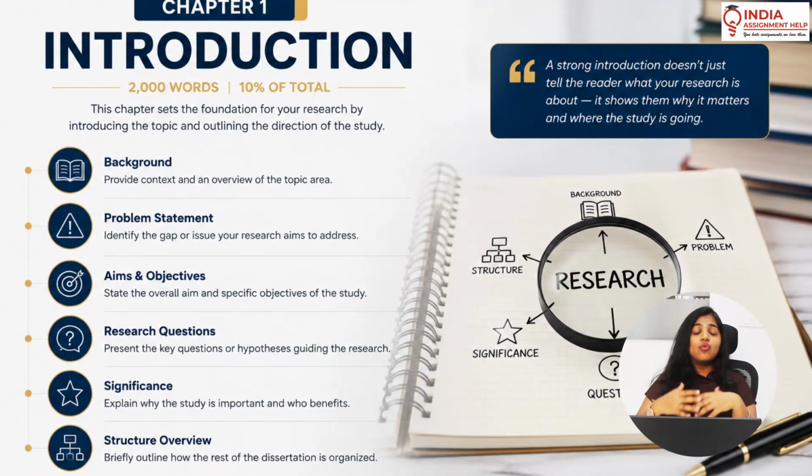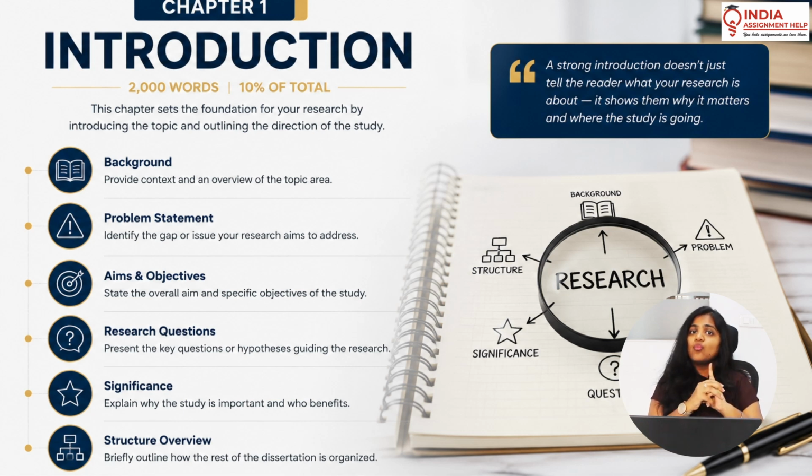Now talking about what we will write in each chapter and what each chapter signifies. The very first chapter is the introduction. In the introduction, we start with writing the background of the topic that you've chosen for your dissertation. Then we proceed with writing the problem statement, aims, objectives, and the hypothesis, if you are taking any hypothesis. In case there is no hypothesis, then we move forward with writing the aim and objectives.